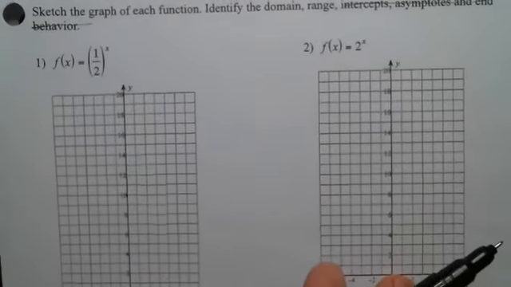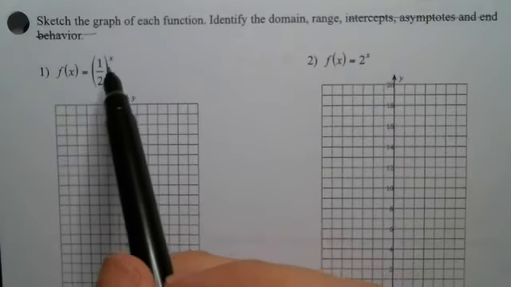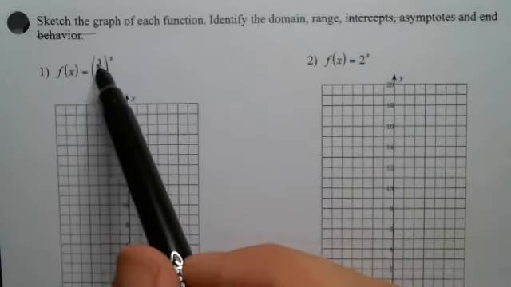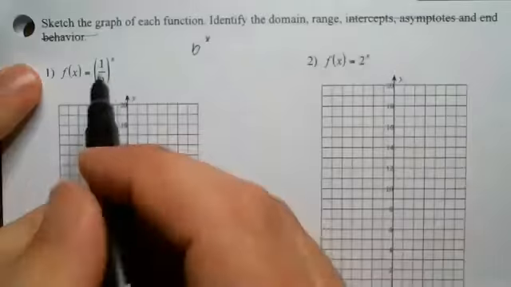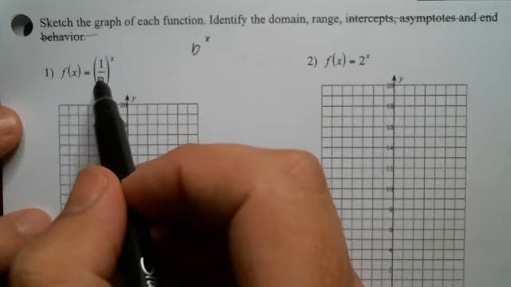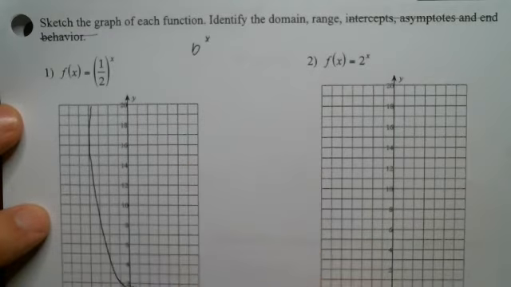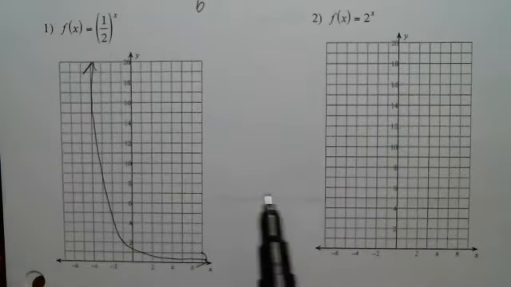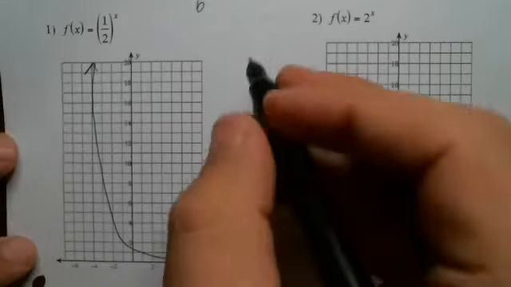But something it may ask you on your test, something you need to know, is the difference when b is 1/2 and when b is greater than 1. This is b raised to the x power, because that's the format, b to the x power. When b is less than 1 but greater than 0, what is this graph doing? It's going down, okay? And we know it approaches 0, but it never touches the x-axis.